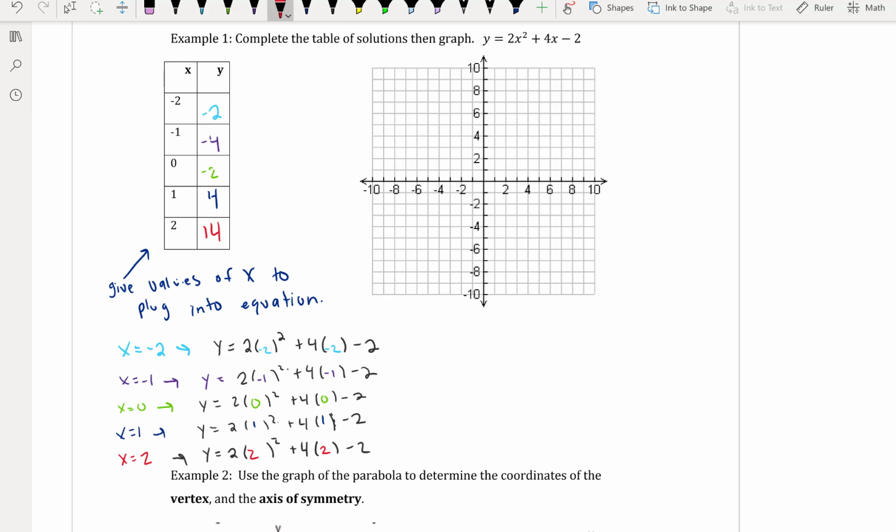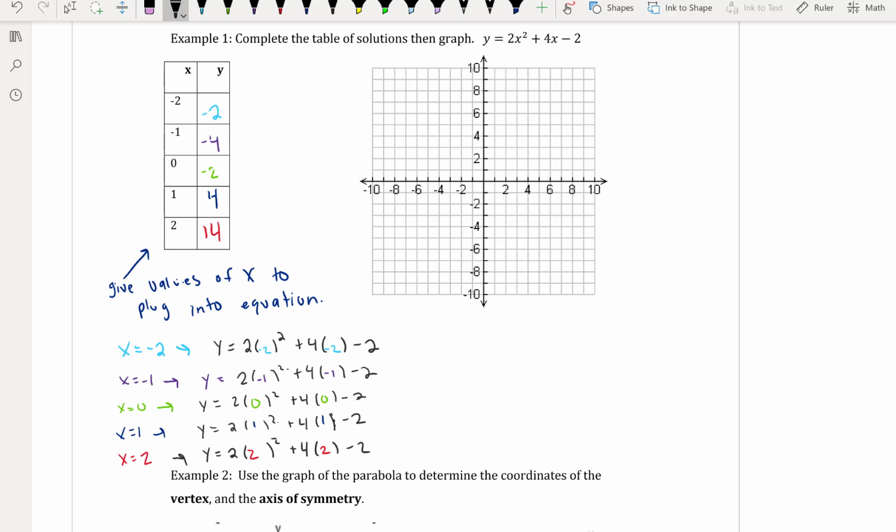Okay, so I went ahead and plugged in all of my values. I did it for x is equal to -2, x is equal to -1, x is equal to 0, x is equal to 1, and x is equal to 2. So I'm just plugging all of those values into the same equation. So now I have all of my y values. I got them from plugging into the equation. And now I'm going to graph these points onto my graph that I have here.